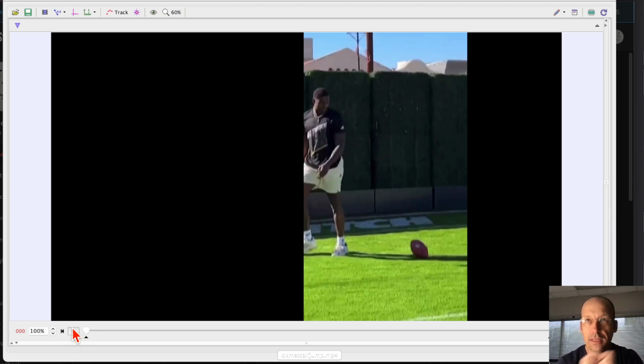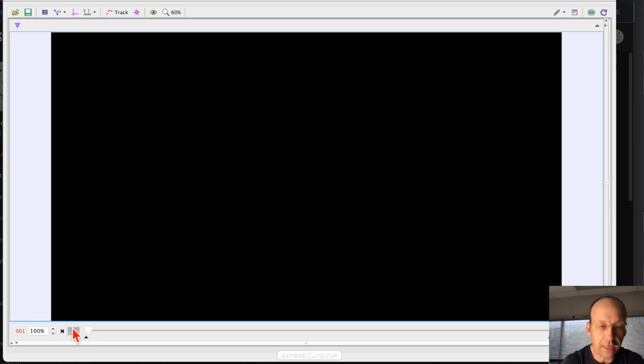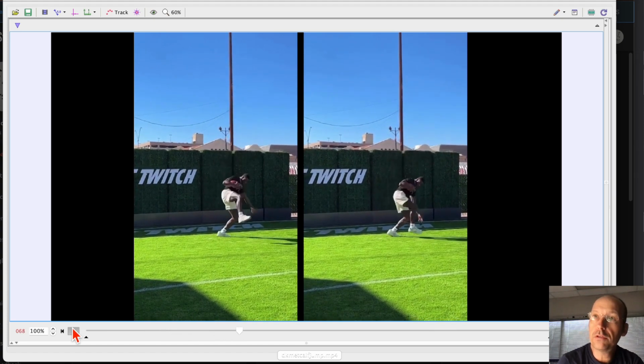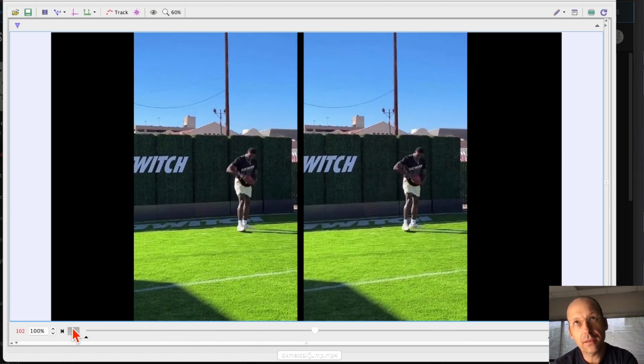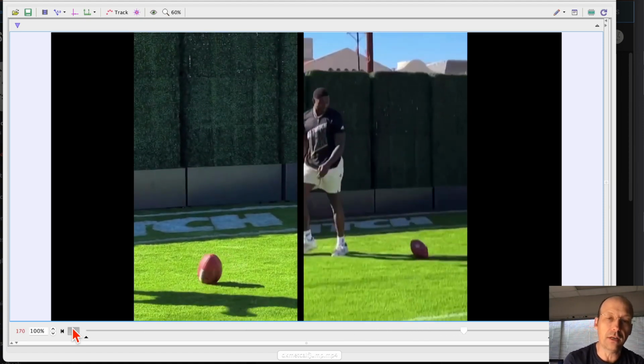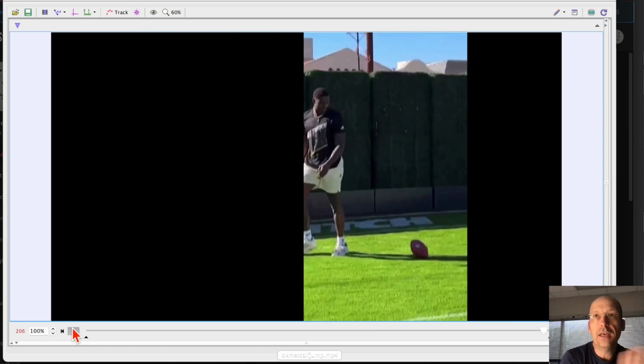DK Metcalf catching a football. Two versions. Play. I put them side by side. Which one's real and which one's fake? Or are they both fake, or are they both real? They can't both be real because they're different things, right? So on the video on the left, he obviously goes a lot higher.